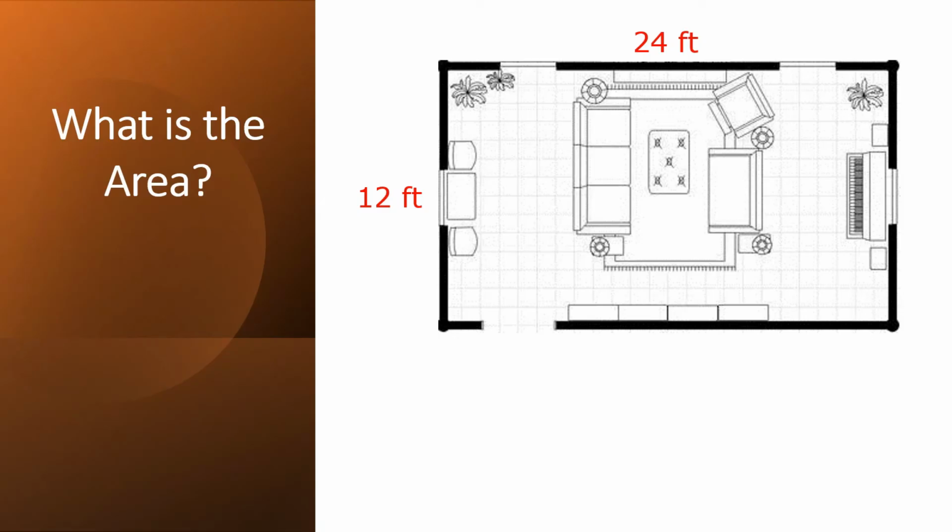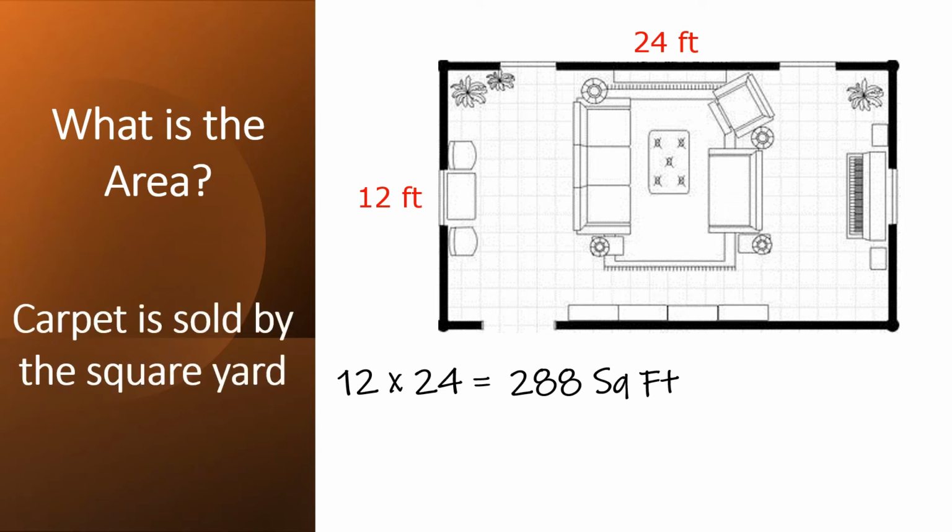Here we have a floor plan of a living area. It's 12 feet wide and 24 feet long. So to get the area, what do we do? We just multiply 12 times 24. That gives us the surface area of the floor. That gives us 288 square feet. But if carpet is sold by the square yard, we need to convert that to square yards.